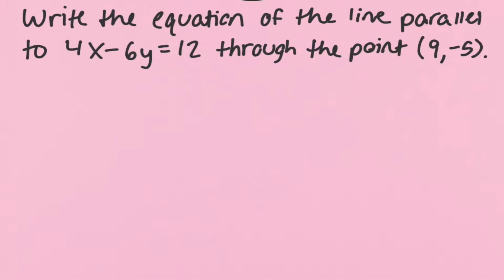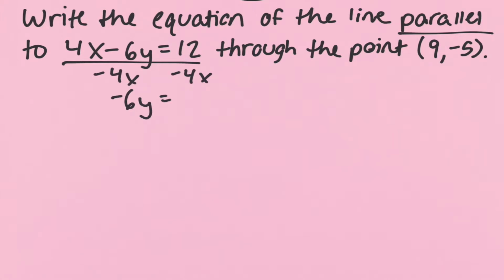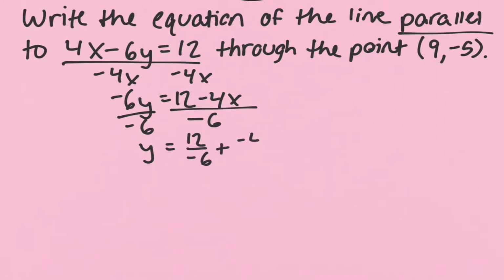In this next one, we want one that's parallel, and we can't tell the slope from this equation, so we're going to have to set it equal to y. We can subtract 4x. We'll have -6y equals 12 minus 4x, and then divide everything by -6. So we have y equals 12 divided by -6 plus -4x divided by -6. That's -2 plus 2/3 x.